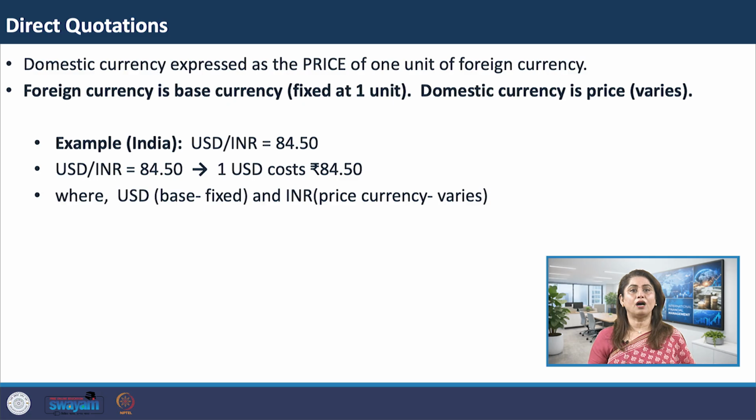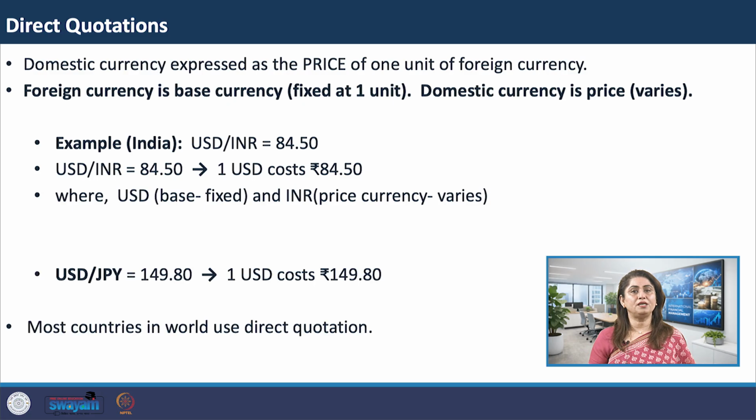In India, this is how we quote direct exchange rates. In Japan, it would be USD by Japanese yen is equal to 149.80. Most countries in the world use direct quotations expressing domestic currency as the price of $1.